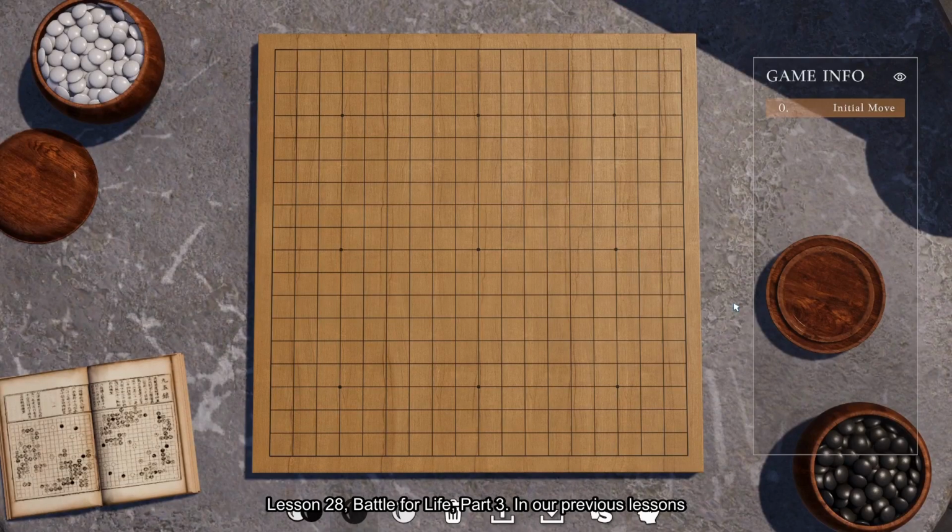Lesson 28, Battle for Life, Part 3. In our previous lessons, we learned several principles for battles for life. Let's do a quick review first. First, we learned that more liberties beat fewer liberties. And with equal liberties, the first to move wins.